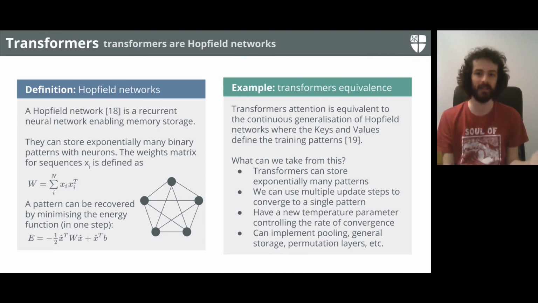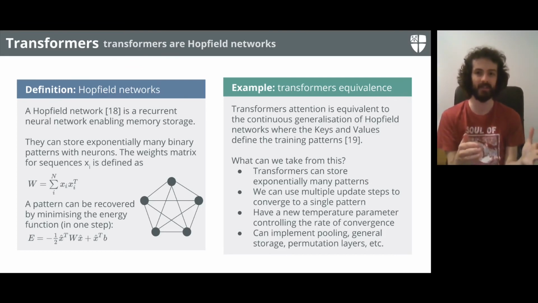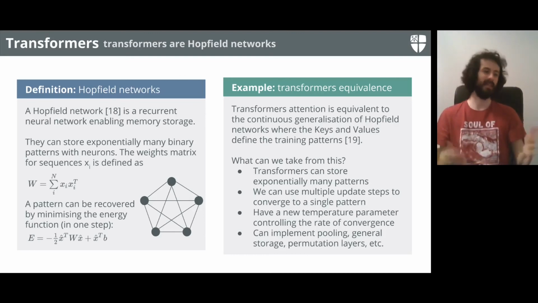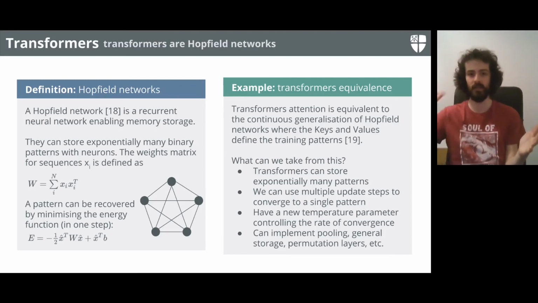And basically people have shown that transformers are actually equivalent to this interpretation when it's generalized to continuous vectors rather than these binary states, where the patterns, rather than being training patterns, are the keys and values of the transformer network. And this is pretty cool because we know now that transformers can store exponentially many patterns as well. And we have a few different applications for them as well. Like currently with transformers, we access this distribution over all the inputs.